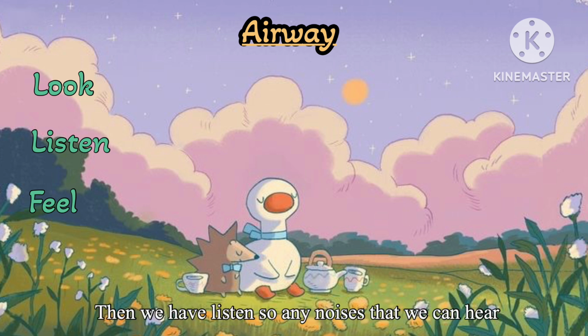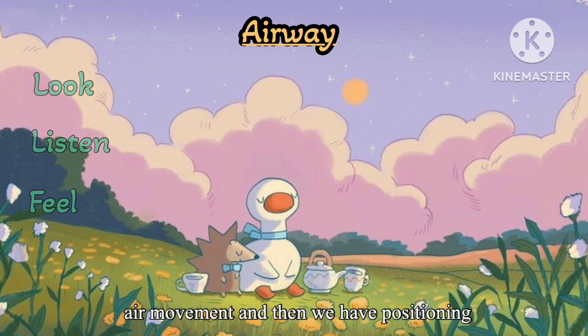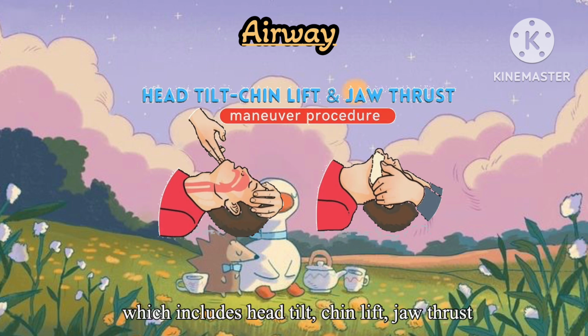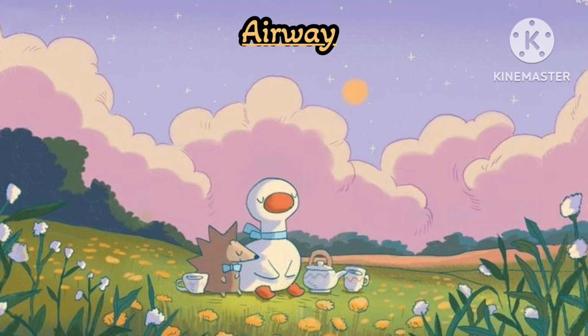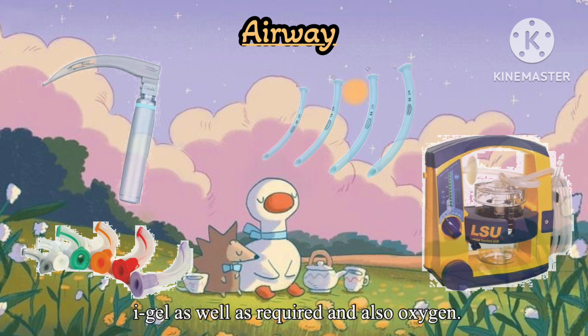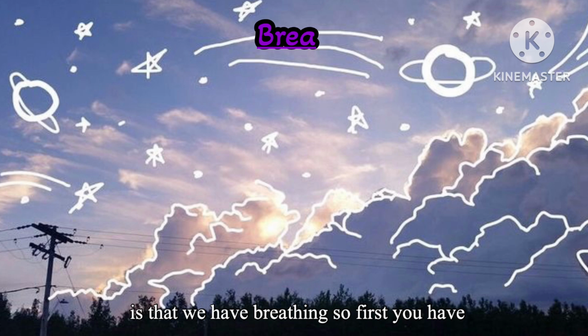Then we have listen, so any noises that we can hear such as snoring, gurgling, silence, stridor. Then we have feel for any air movement, and then we have positioning, which includes head tilt, chin lift, jaw thrust. There are also things we use for the airway such as OPA, NPA, i-gel as required, and also oxygen. Next we have breathing.